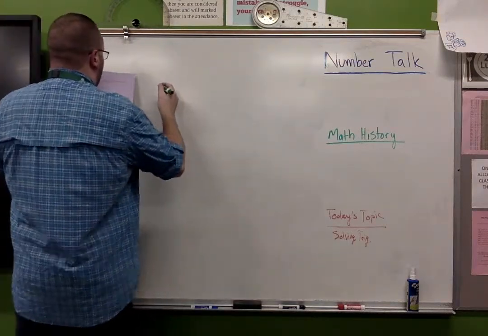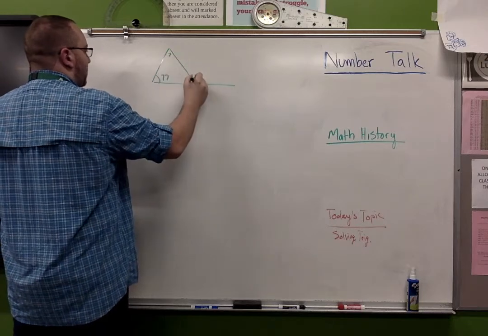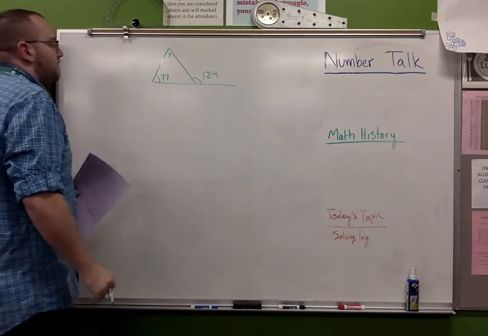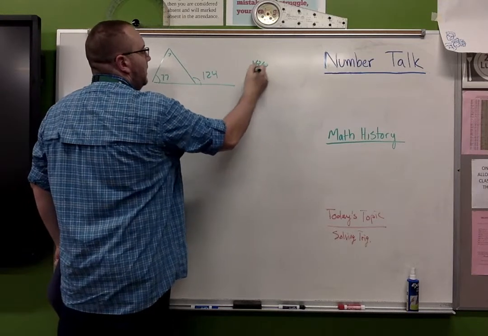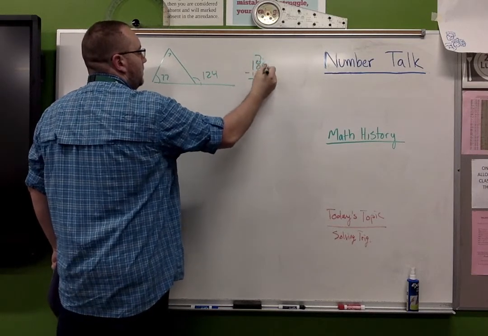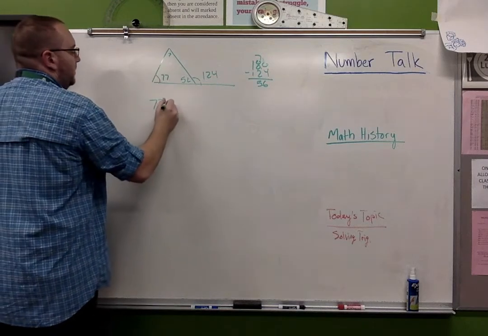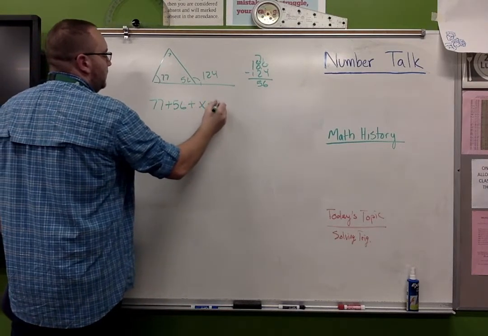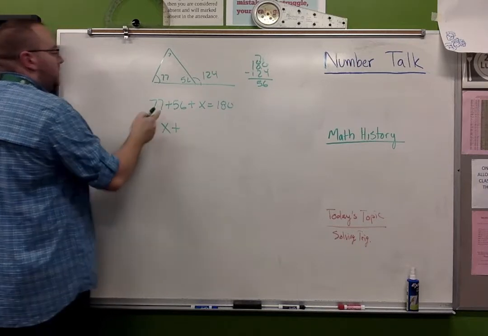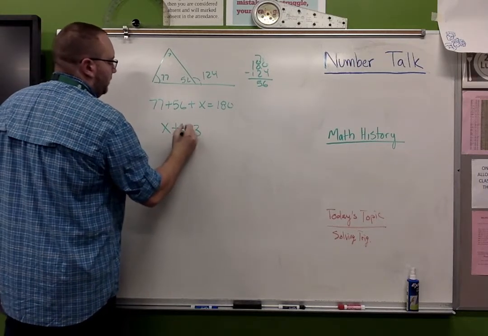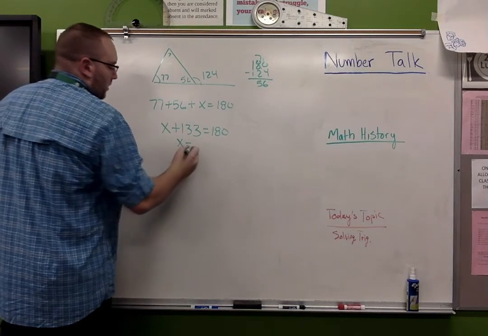Now the next one, we have this triangle. This is 77, this is the unknown, and this is 124. Well, these two angles are linear pairs, so these two angles have to add to 180. So 180 minus 124, this one is 56. And now to get the unknown angle, 77 plus 56 plus the unknown angle is equal to 180, because all the angles inside of a triangle add to 180. So the unknown angle plus, what is this, 133 is equal to 180. So the unknown angle is 47.